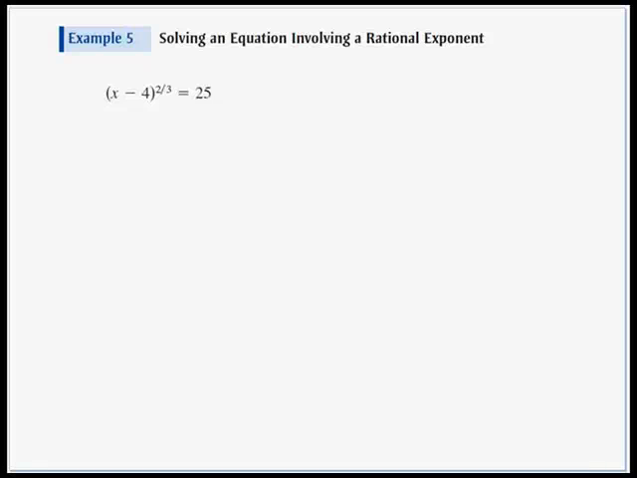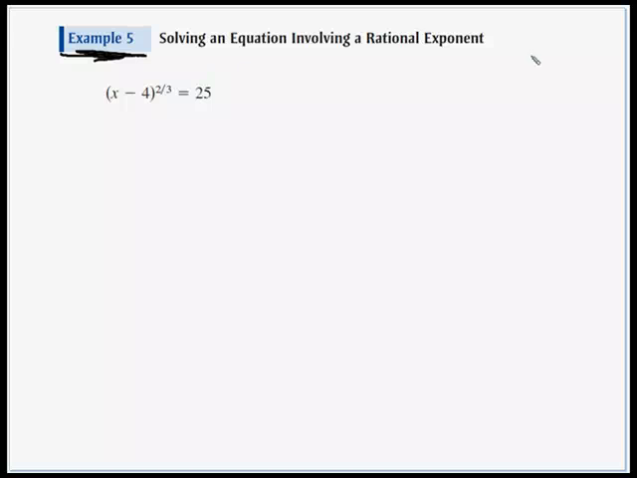Alrighty, this video we're going to finish up section 1.6. This will be 1.6 day number 2. And this is the last section we're doing in chapter 1, so pretty quick here. We're going to have a review and a test. We're going to pick up here with example 5, solving an equation involving a rational exponent.